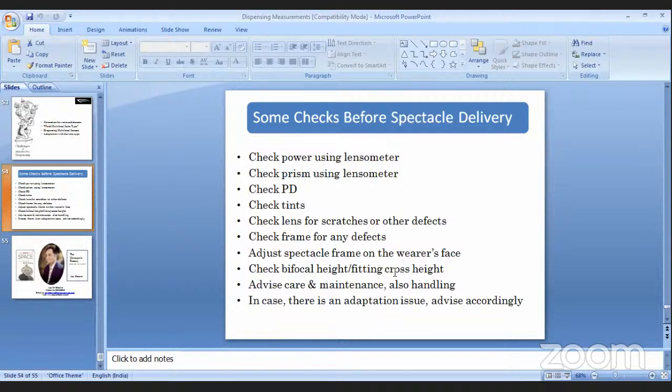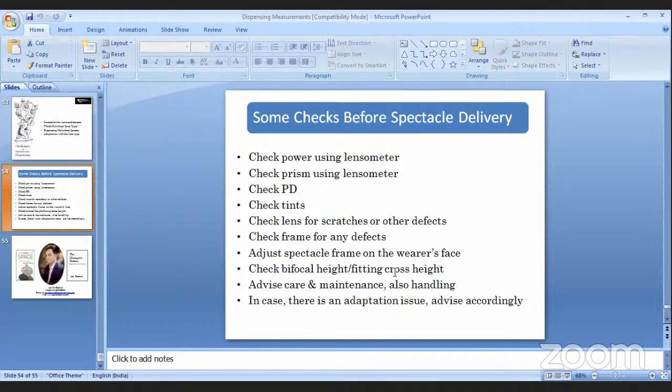Before dispensing the glasses or handing over the spectacle to the patient, if you ensure some checks are done, then probably you can minimize a lot of errors or adaptation issues. There are some important checks and rechecks that you must do before handing over the spectacle to the user. Check the lens power using the lensometer. Check the prism using the lensometer. Check the PD. You can check it either with the help of the lensometer, or you can also check manually. Check that right and left tints are both similar. Check there are no scratches or apparent defects in the lenses. Check that there is no defect in the frame also.